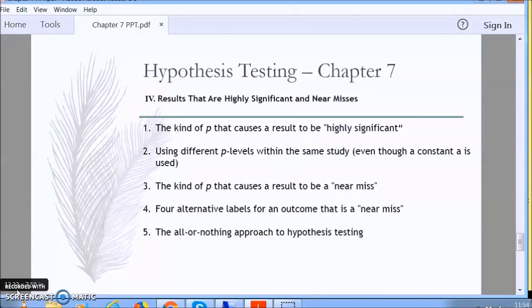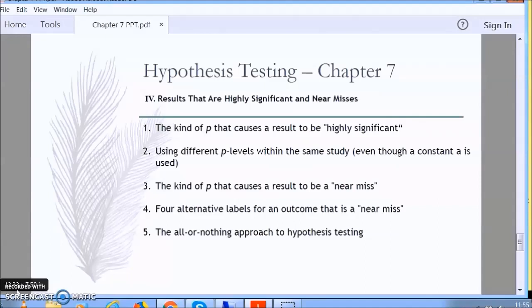So researchers often say, instead of failing to reject the null, that they have achieved marginal significance, or their findings have approached significance, or there is a trend towards significance, or the results indicate borderline significance. So there are four alternative labels for an outcome that is a near miss: marginal significance, approach significance, trend towards significance, or borderline significance. That is one of the things seen in 7.28.